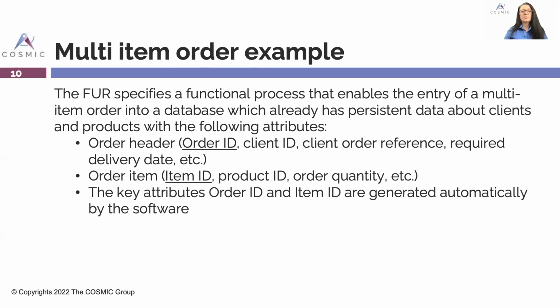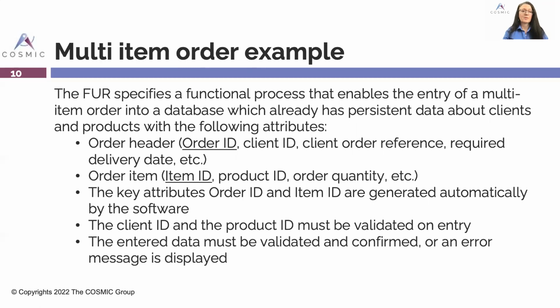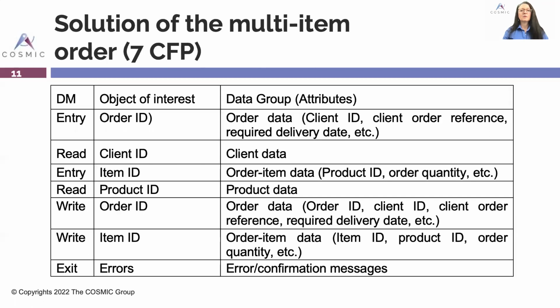So the key attributes order ID and item ID are generated automatically by the software. And the client ID and the product ID must be validated. Well, they must exist, of course. The entered data must be validated and confirmed, or an error message is displayed. In such a case, the smallest possible size would be 7 COSMIC function points.